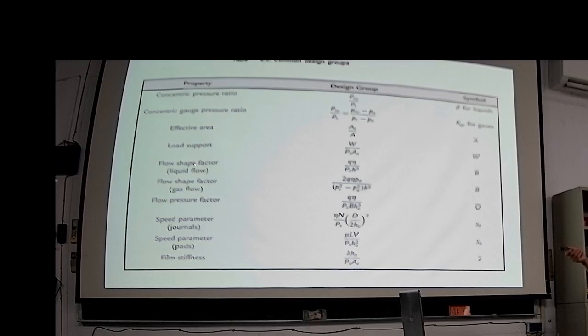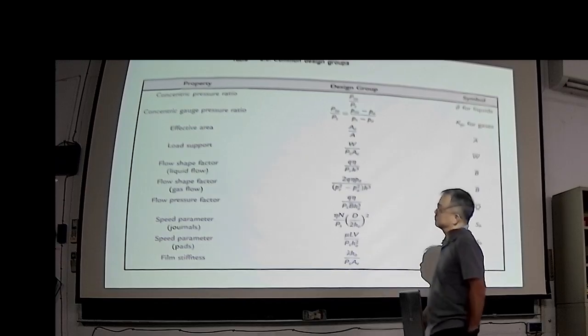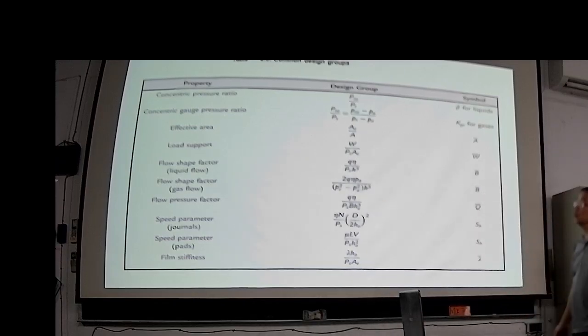And then we have also flow shape factor using the D5. This is the actual dimension for this. Okay. And we also have a flow shape factor for the air bearing using this also D5. And we also have a flow pressure factor. This is the Q bar. And speed parameter. This is called SH.